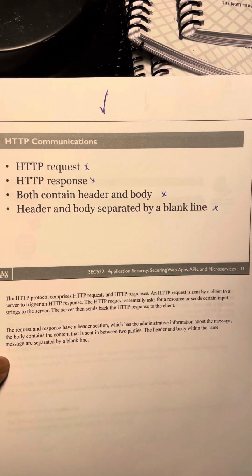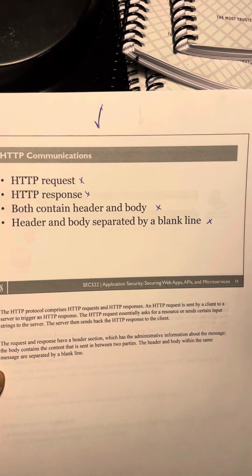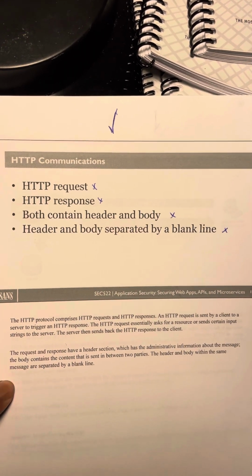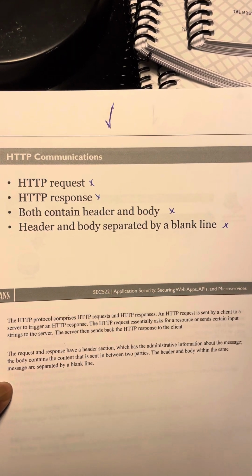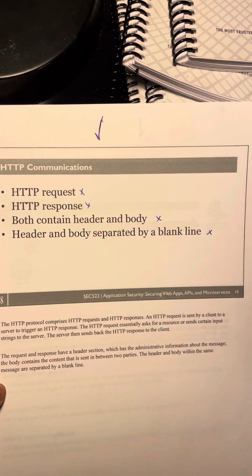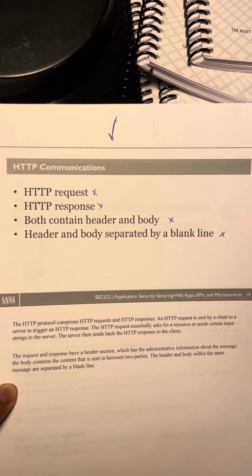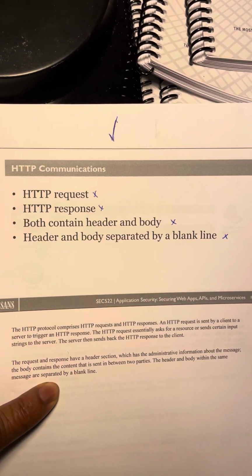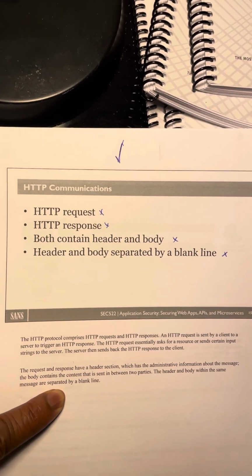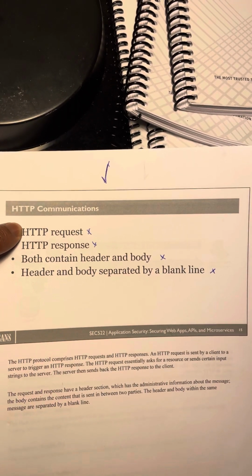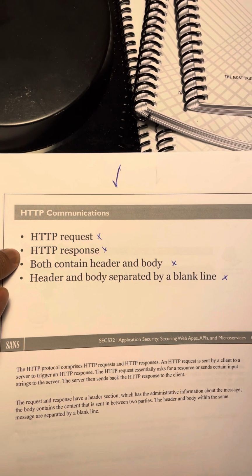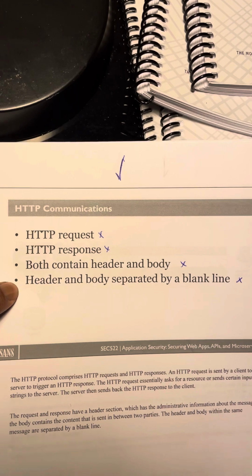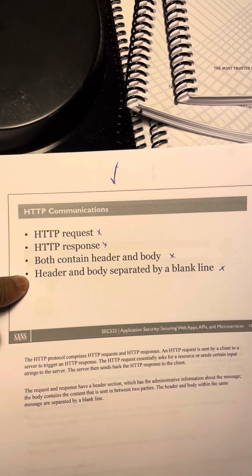The request and response have a header section which has the administrative information about the message. The body contains the content that is sent in between parties. The header and body within the same message are separated by a blank line. So you've got the HTTP request, you've got the HTTP response, you've got both content header and body separated by a blank line.